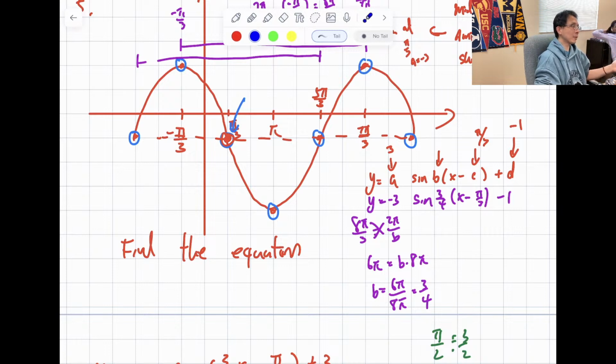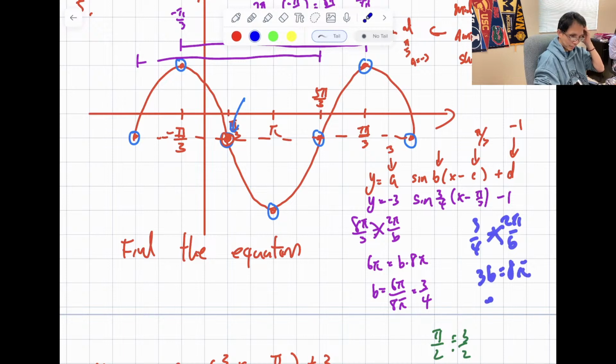The foundational way is just to understand that the period is this, and now set it equal to 2 pi over b, which is the formula for periods. If I evaluate it, that's going to give me the right answer, no matter what. Sometimes the period is, let's say, 3/4. Then you say, oh yeah, 3/4 is equal to 2 pi over b, and then you get 3b equal to 8 pi, and b is equal to 8 pi over 3.